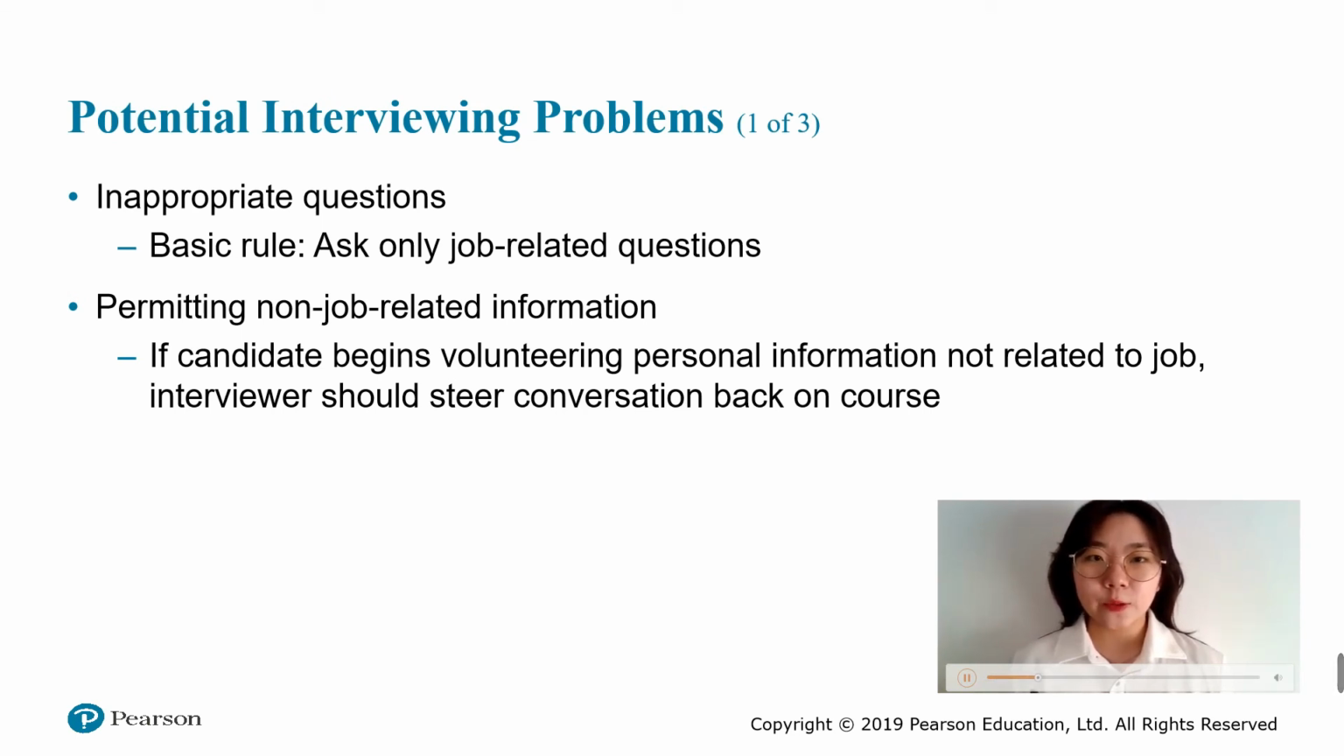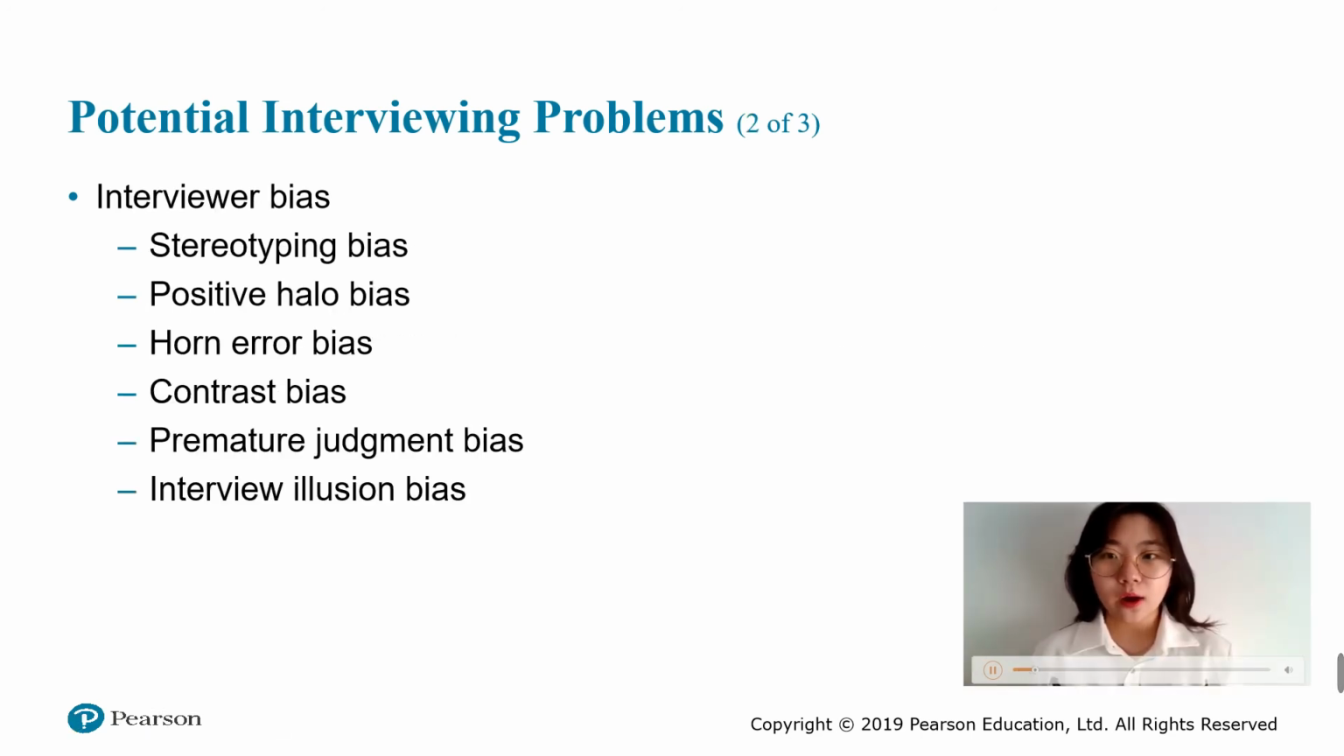First, inappropriate questions. A basic rule is to only ask questions that are relevant to the job. The second one is permitting non-job-related information. If the candidate offers unsolicited personal information that is not related to the job, the interviewer should get the conversation back on point. The third one is interview bias, including stereotyping bias, positive halo bias, horn bias, contrast bias, premature judgment bias, and interviewer inclination bias.